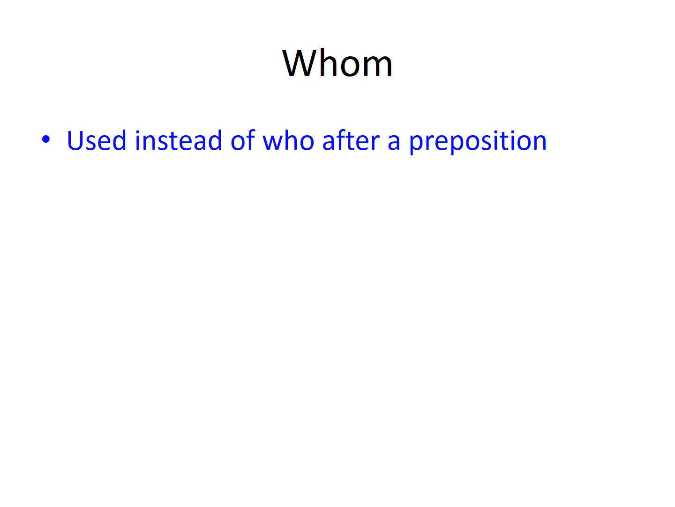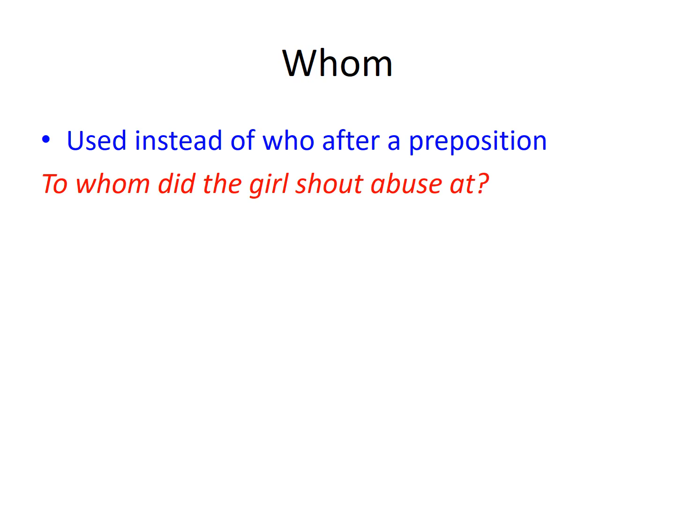So confusion around whether to use who or whom often causes problems for people. But there are 2 instances where we would need to use whom. Whom is used instead of who when it's after a preposition, so a word that locates us to a specific position of something. So, for example, to whom did the girl shout abuse at? In this case, the preposition is to, and so we can't say to who did the girl shout abuse at. That's too informal, and instead, to whom is much more appropriate.